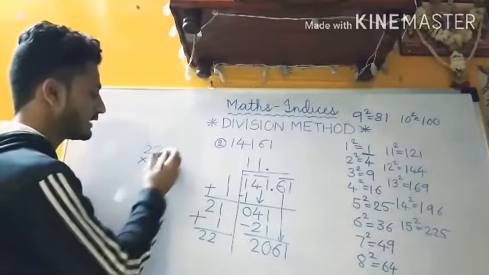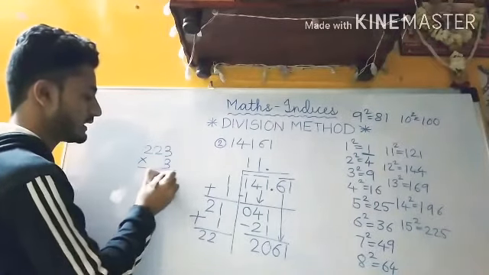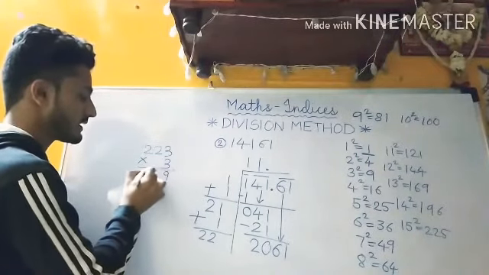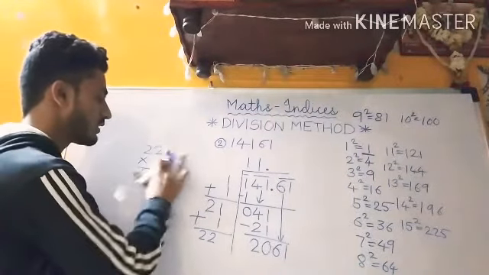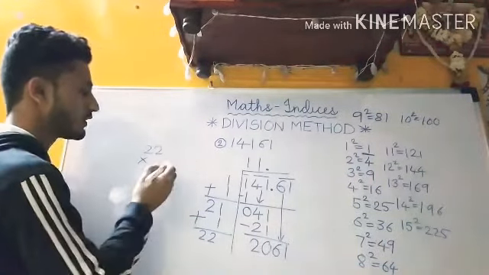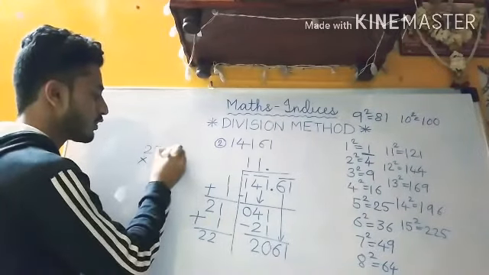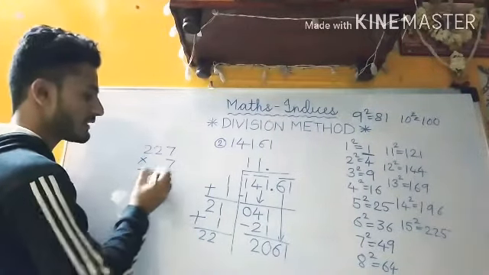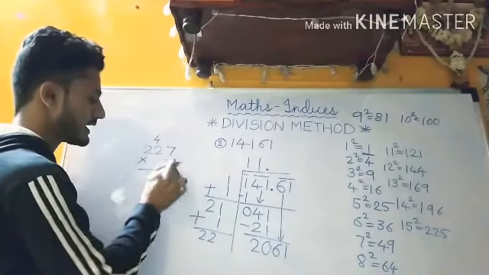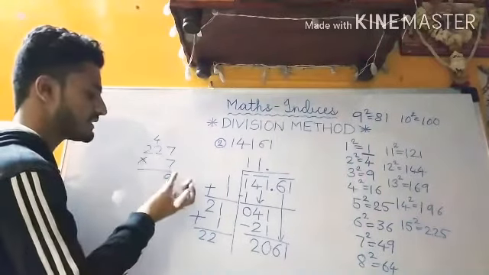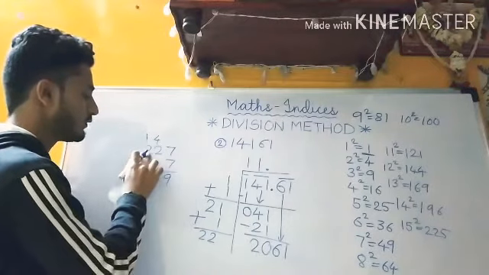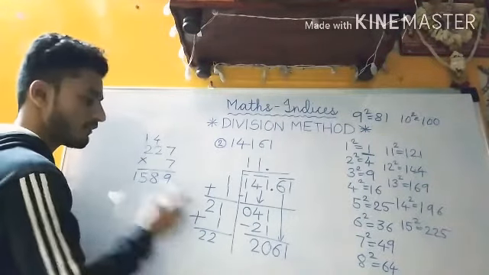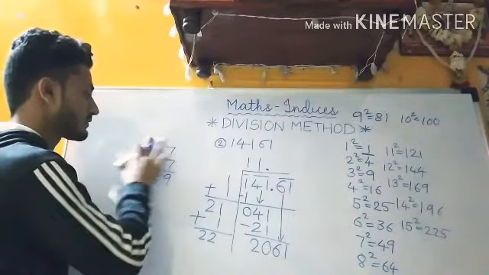Now we'll go for 3. 3 3 is 9, 3 2 is 6. Again it is not that close. We'll go for a bigger number directly. We'll go for 7. 7 7 is 49. 7 2 is 14, plus 1, 15. No, it's still not close.